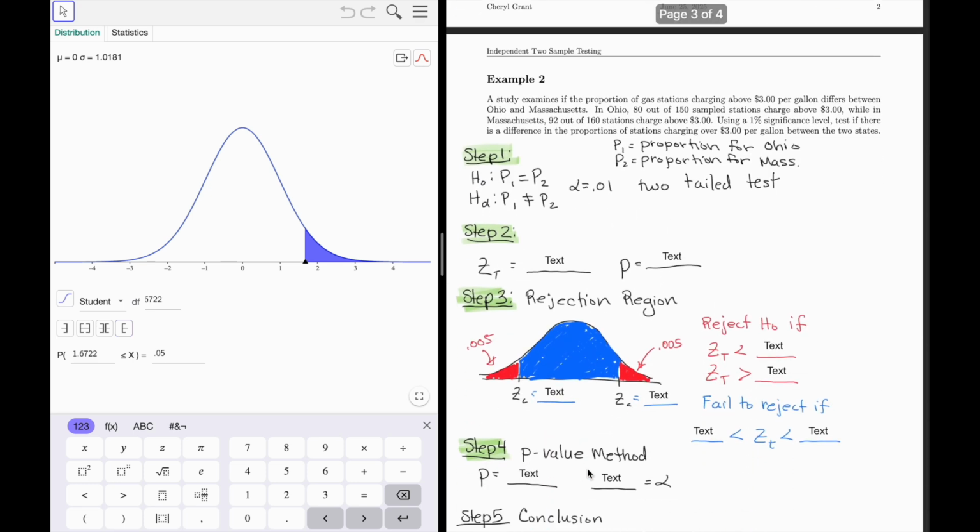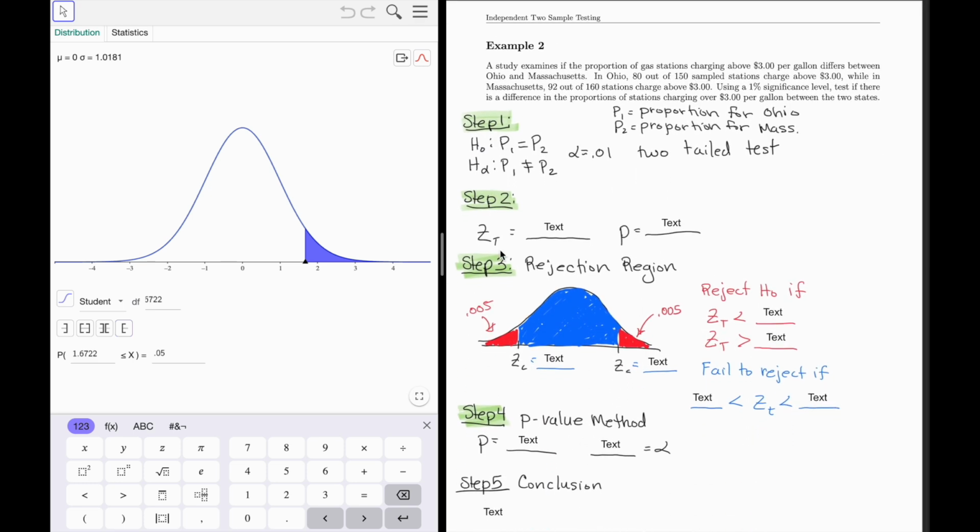Okay, let's look at example 2. In example 2, it says, a study examines if the proportion of gas stations charging above $3 per gallon differs between Ohio and Massachusetts. In Ohio, 80 out of 150 sample stations charge over $3, while in Massachusetts, 92 out of 160 stations charge above $3. We're going to use a 1% significance level, and we're going to test if there is a difference in the proportions of stations charging over $3 per gallon between the two states.